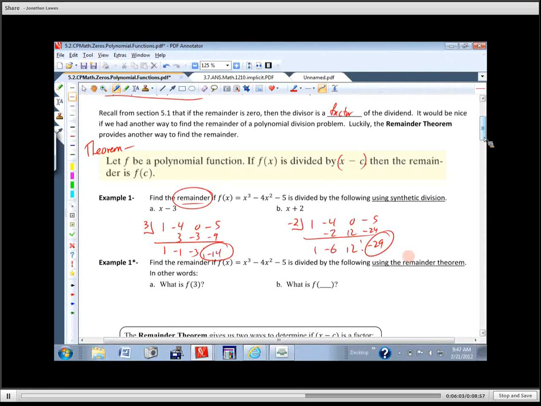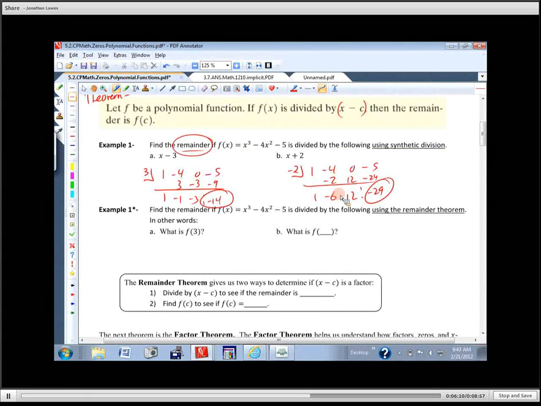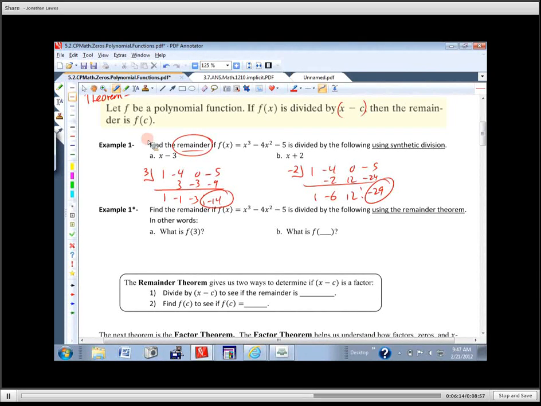Good? Okay, here's the cool part. Here's the theorem. We already know how to do this. This theorem says, you know what? You can figure out what the remainder is by just plugging in this number right here. The same number that we'd put in the box. So let's figure out what f of 3 is. F of 3 would be 3 to the third minus 4 times 3 squared minus 5.